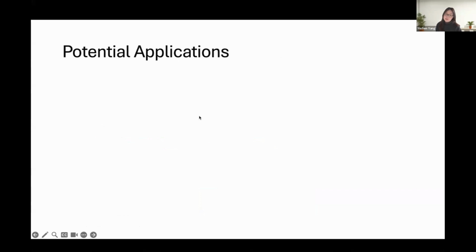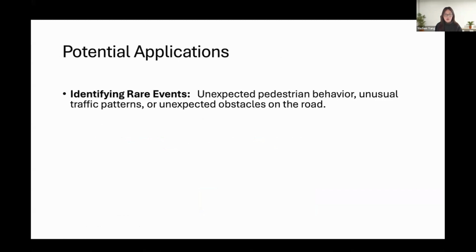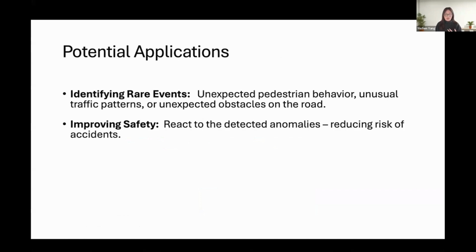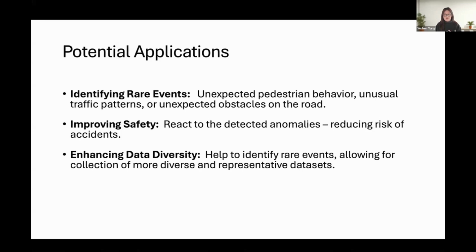Video anomaly detection can be applied to a wide range of potential applications. For example, it can be used to identify rare events and understand unexpected behavior. It could also be used to improve safety, like showing how to react to the detected anomalies. It can also be used to enhance data diversity, to collect more diverse and representative datasets. And it could also be used for predictive maintenance.